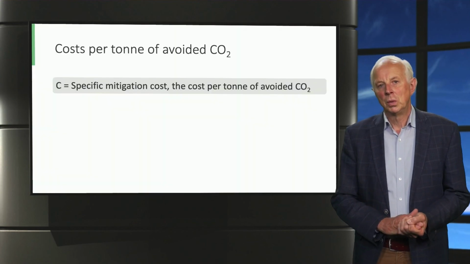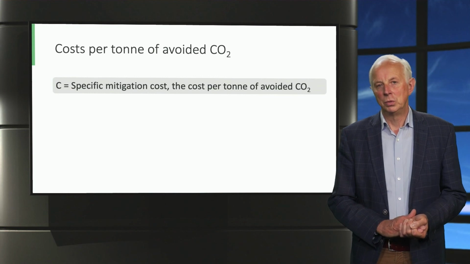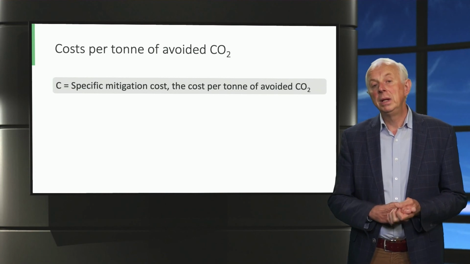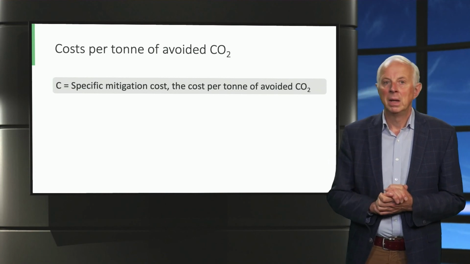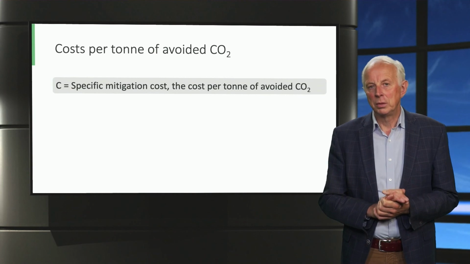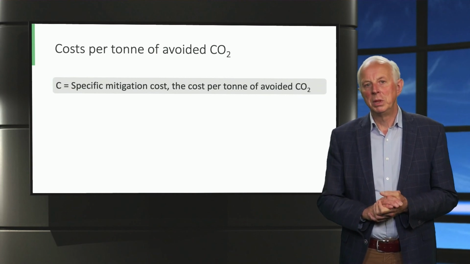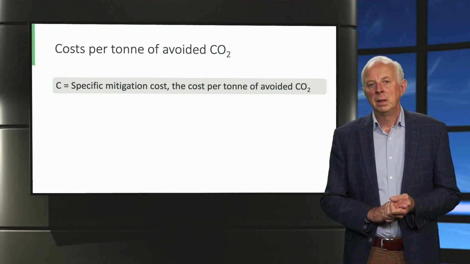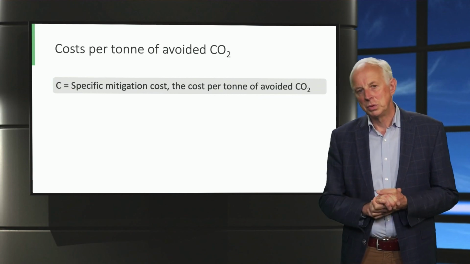We will focus on the cost per ton of avoided CO2. We will call that the specific mitigation costs. We will indicate it with letter C. And of course, it is first applied to CO2, but it can also be applied to other greenhouse gases, as we will see later. Now, first of all, the basic approach is very simple.